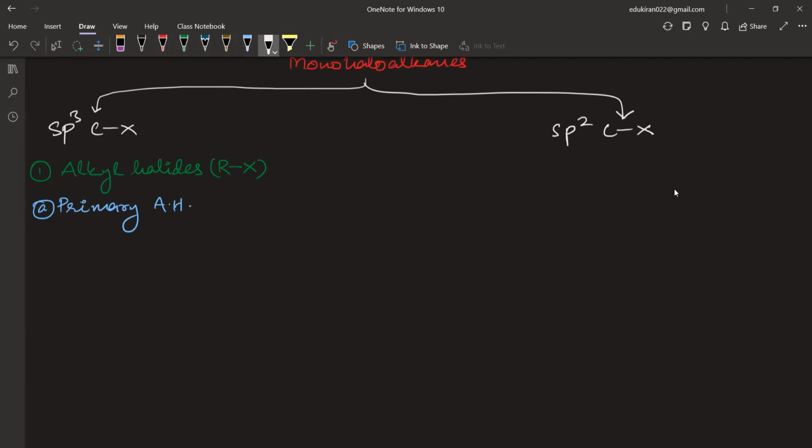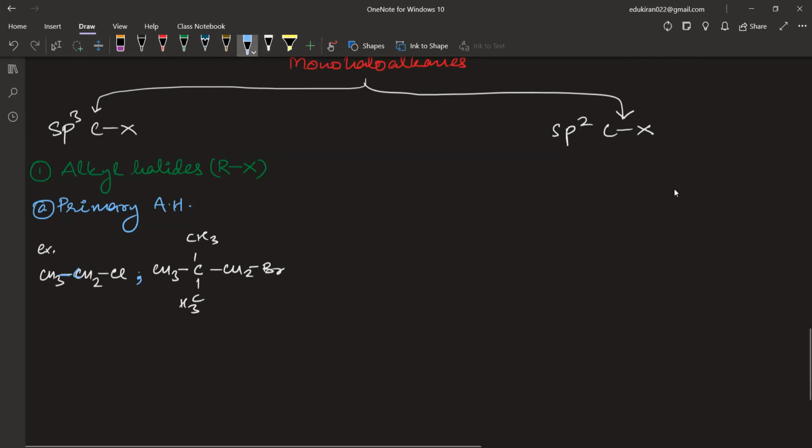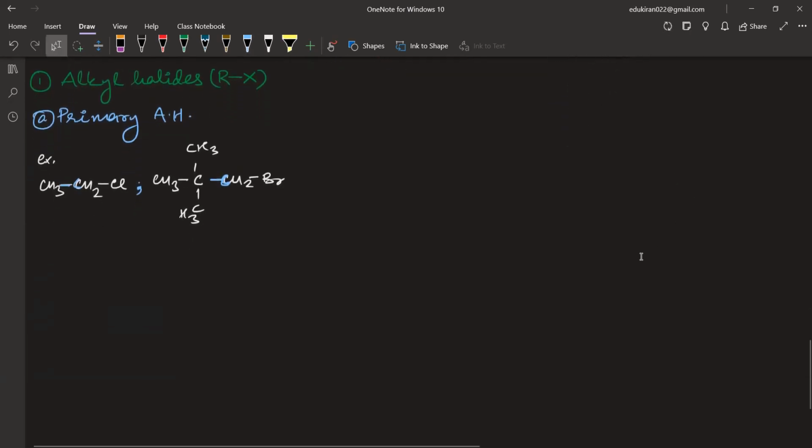The carbon atom of the C-X bond will be directly connected to one carbon atom. I'm writing some examples here. Look at the examples and you will understand. CH3CH2Cl: this carbon atom is attached to one carbon atom. That is why it is primary, right? Another example you can write: CH3CH2CH2Br. Don't get confused by these types of examples. Here also, the carbon atom which is connected to Br is connected to only one carbon atom. Is that right? Yes or no? Please tell me any doubt. Primary haloalkane, primary alkyl halides. No problem. Write the B part.